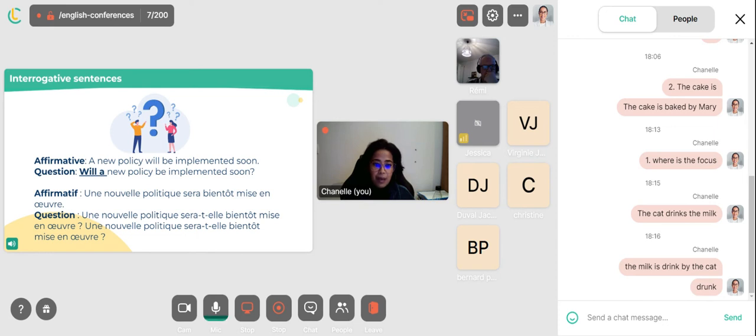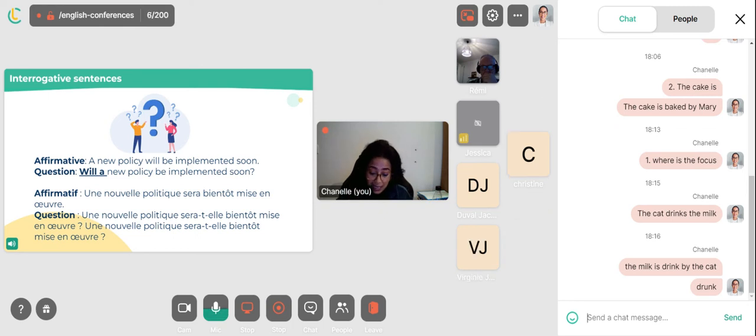Okay. We have another example. A new policy will be implemented soon. So ça c'est la voix passive. That is the passive voice. So let's start. Let's think. What is the active voice? They said a new policy will be implemented soon.